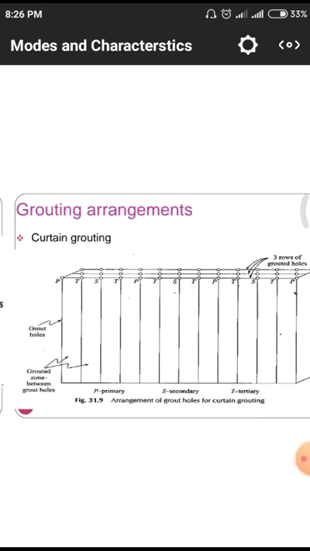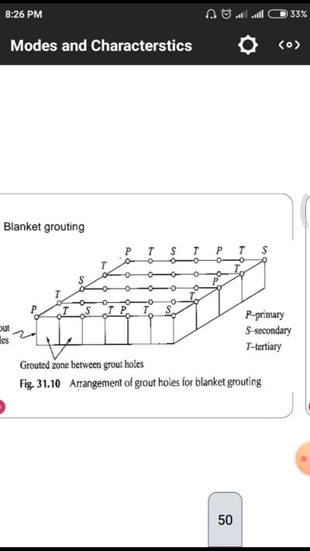Some current grout holes are also there, and some grouted zone between the grout holes. All those are mentioned here.